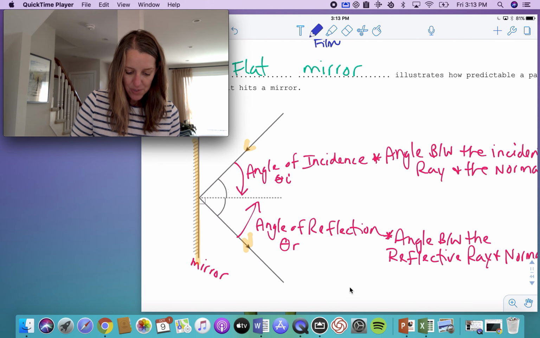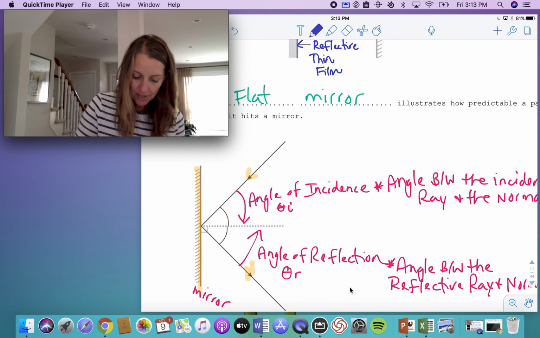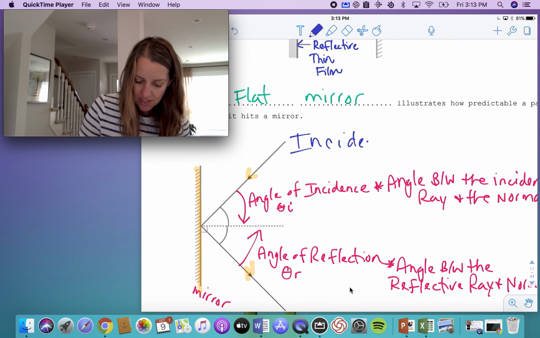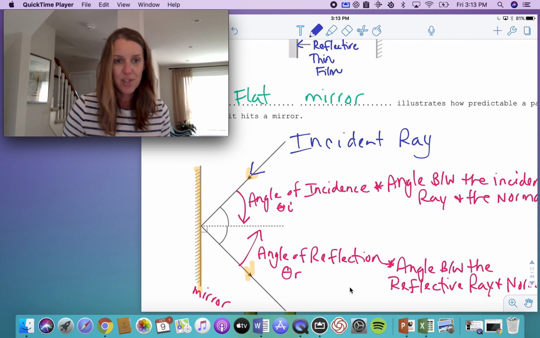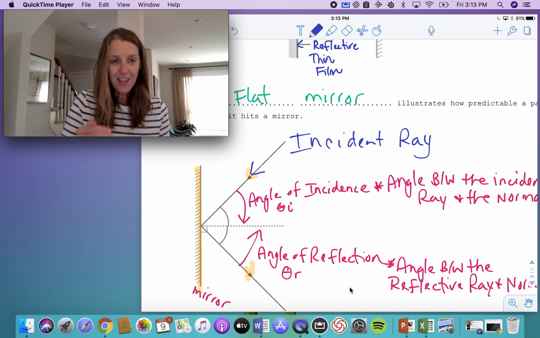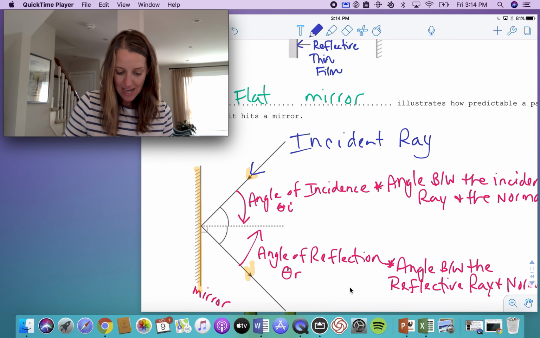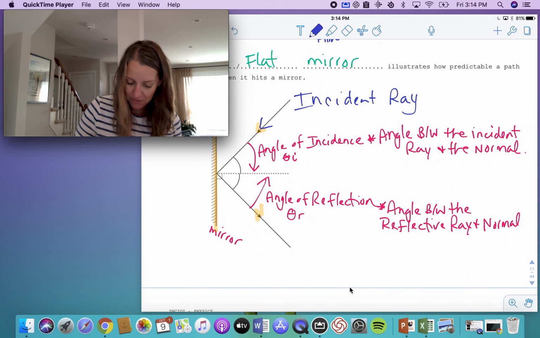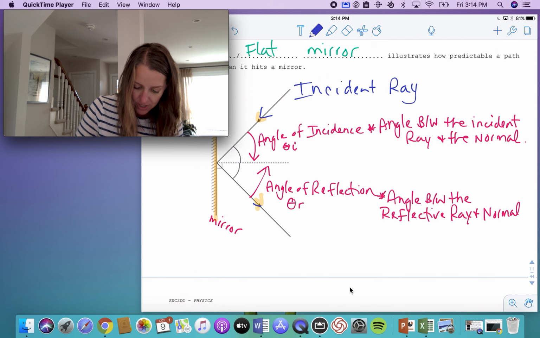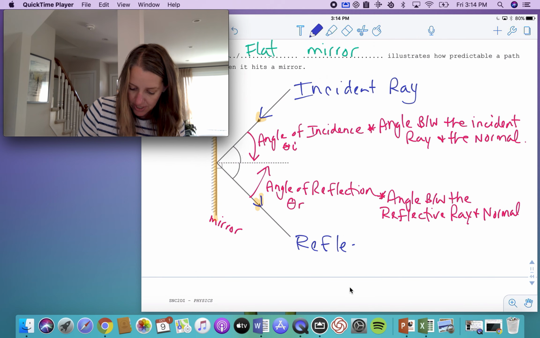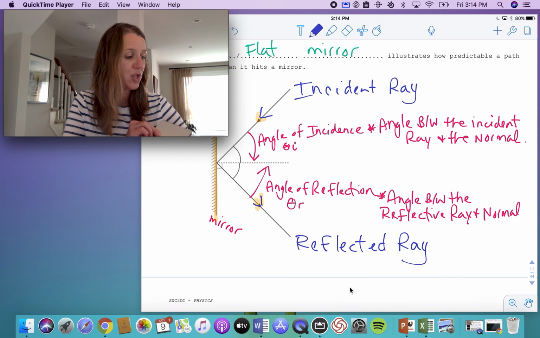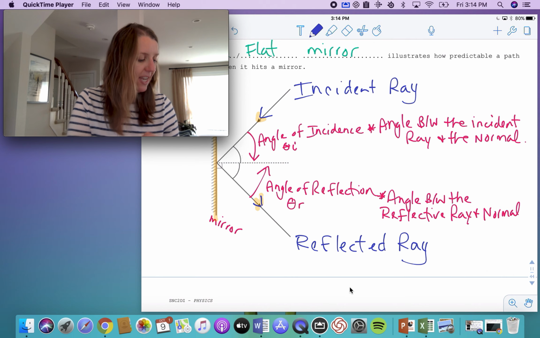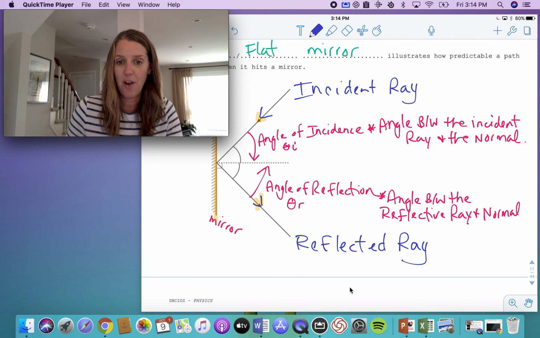There are some terms. The first one is the ray that goes towards the mirror is called the incident ray. Okay, that's the word you need to use to describe that. It's got an arrowhead on it, it's going towards the mirror. The reflected ray is obviously the ray of light that comes straight off the mirror as it reflects. So that's this line on the diagram right here. And this is called the reflected ray. Okay, so the incident ray is the ray of light, the beam of light going towards the mirror always, and the reflected ray is the ray of light coming away from the mirror.